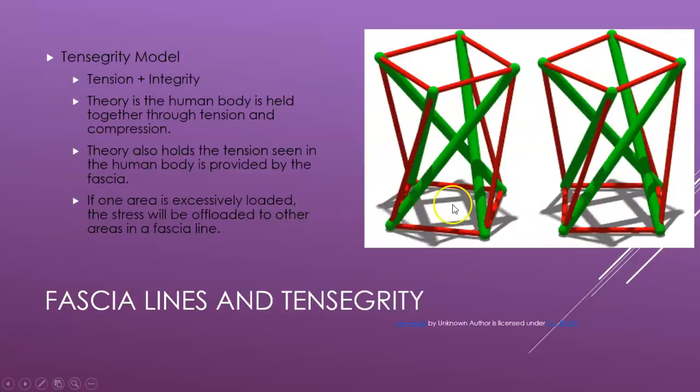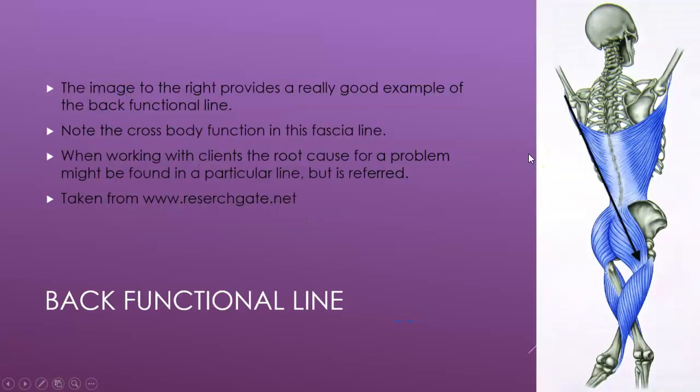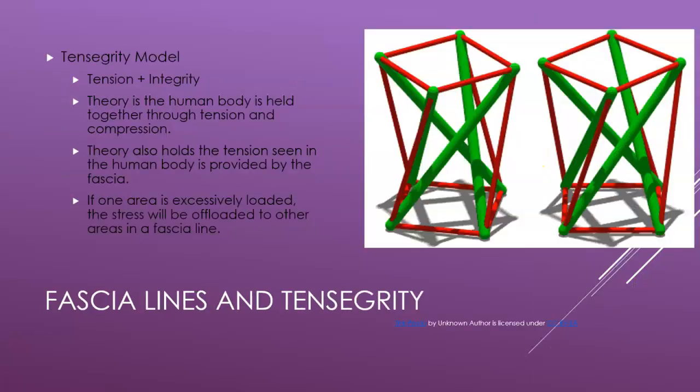When you look at this model itself, it's referred to as tensegrity. And with that, it's really a combination of two words, tension and integrity. And the green to the right would represent the bones. The red would represent everything else, the muscles, tendons, and ligaments.